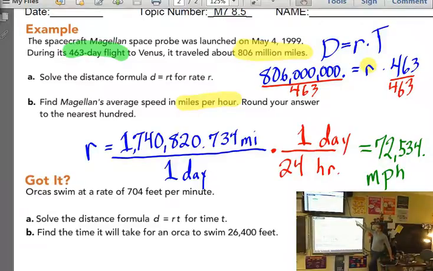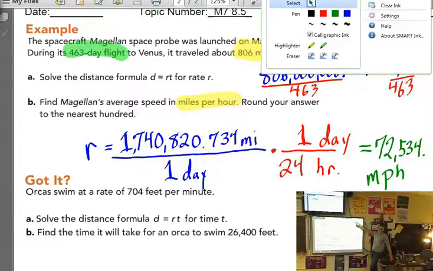It took me a while to get that one day over 24 hours. I used to like the conversion factors. How do you just do that? But that's really, it's one. Yeah, you're multiplying by one. A conversion factor is anything that equals one. Yeah.